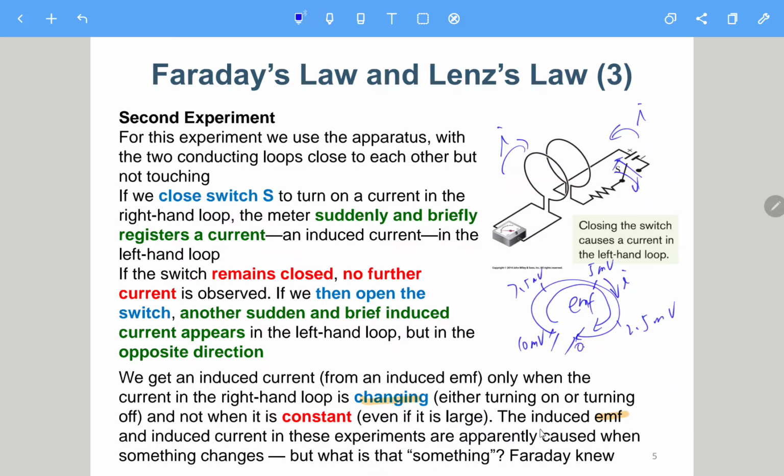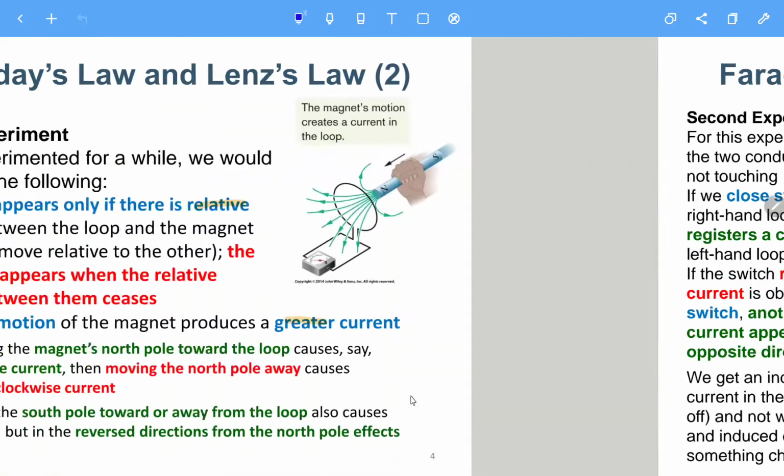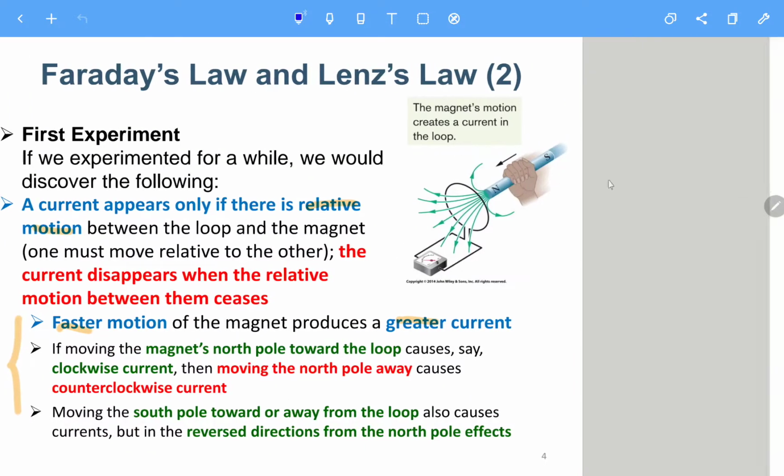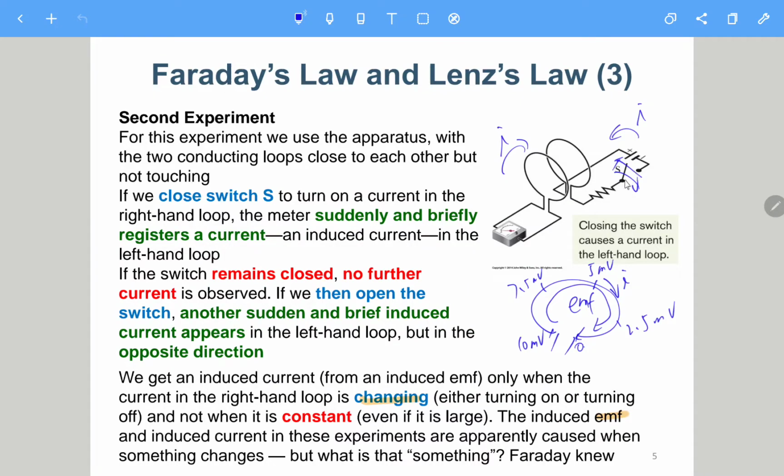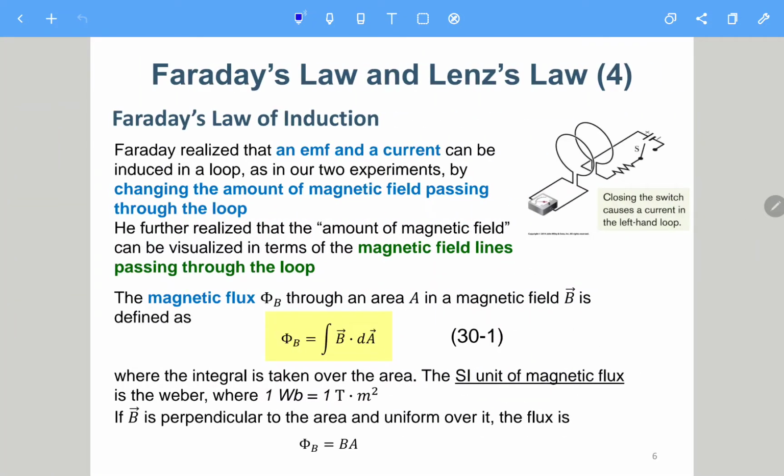So here it says, in this experiment, when something changes, we know there is something that changes. For the previous one, we had some relative motion. For this one, we switch it on and off, so that something is changing to make the induced current occur. But what is that something? And then it says Faraday's law. So finally, we call it Faraday's law.